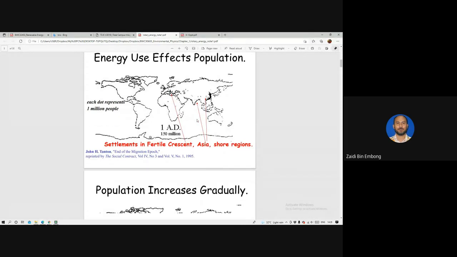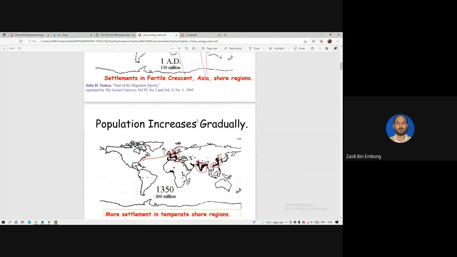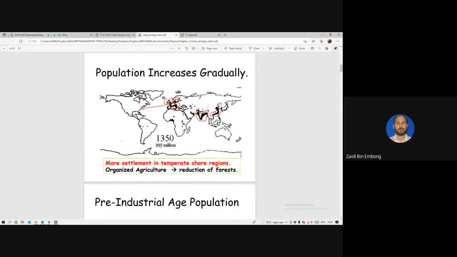But then you can see afterwards, after 1300, the human population increased and increased. Even some people from the UK emigrated to America.